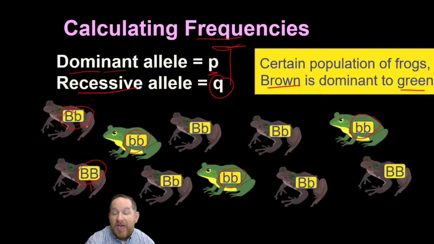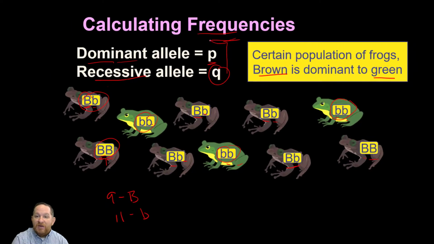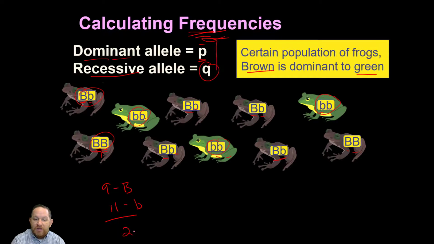How would we go about calculating the frequency of the dominant and recessive allele? Well, all we've got to do is count them and divide by how many total alleles there are. So let's start with the big B's. So there's 1, 2, 3, 4, 5, 6, 7, 8, 9. I'm counting 9 of the dominant B's. Let's see here about the little b's. I got 1, 2, 3, 4, 5, 6, 7, 8, 9, 10, 11. I count 11 of the little b's. So to be able now to calculate the frequency, there's 20 alleles total. So the dominant allele, also known as P, is equal to 9 over 20.